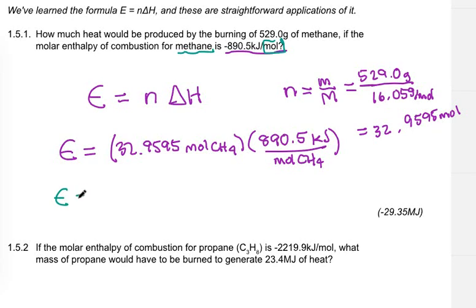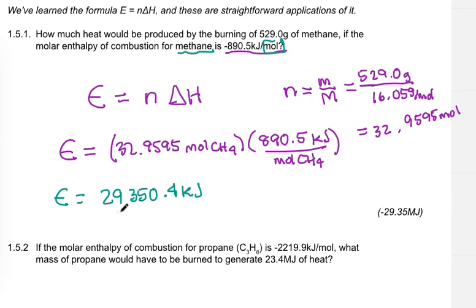So we multiply these two things together, 32.9595 times 890.5, and I get 29350.4 kilojoules. And for significant digits, the mass had 4, our delta H had 4, the molar mass even had 4, so we get to trim this down to 4 sigdigs.